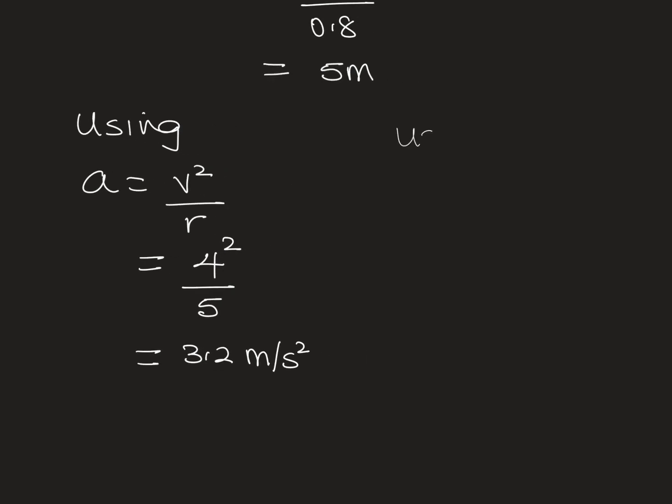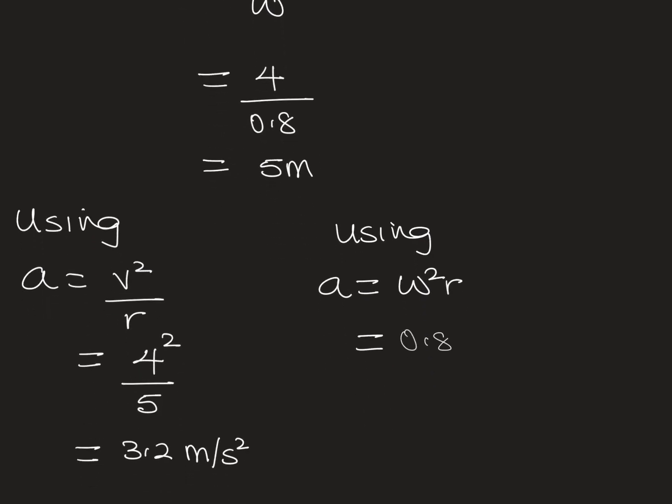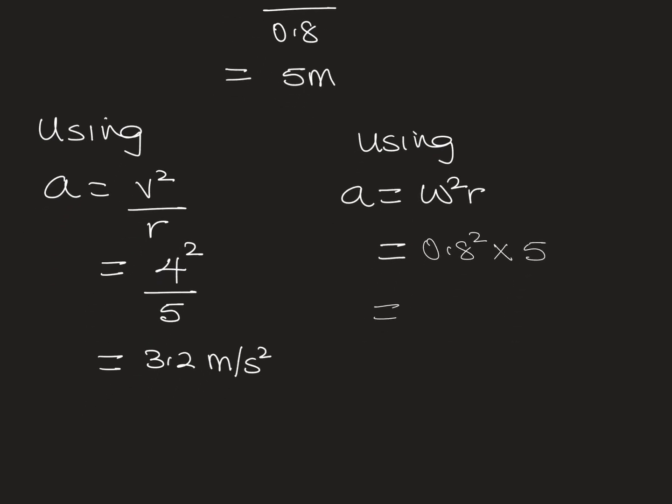So using acceleration is equal to omega squared r, we know that the angular velocity is 0.8. That will be squared, multiplied by the radius, 5. So 0.8 squared multiplied by 5, you will still have 3.2 meters per second squared.